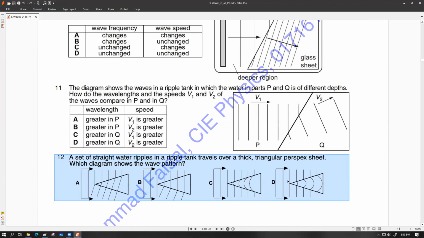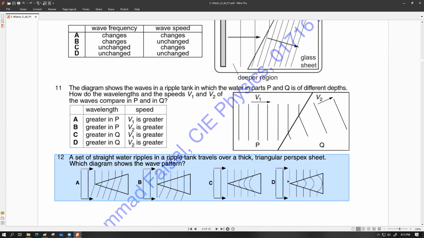Look at 12. A set of straight water ripples in a ripple tank travels over a thick triangular perspex sheet. Which diagram shows the wave pattern? Take a good look at the first sentence to make sense out of it. We have a triangular perspex sheet that is submerged under the water. So which means above that triangular sheet, the water medium is shallow.